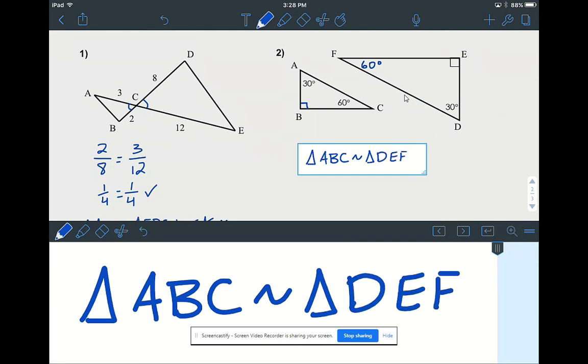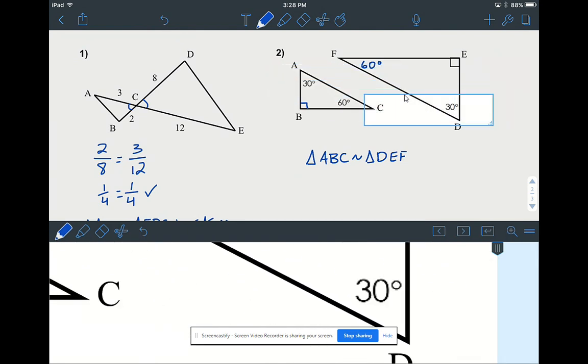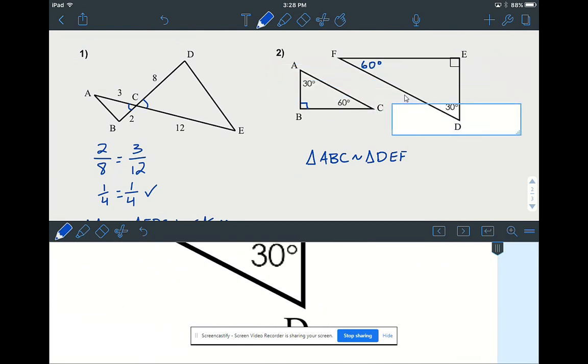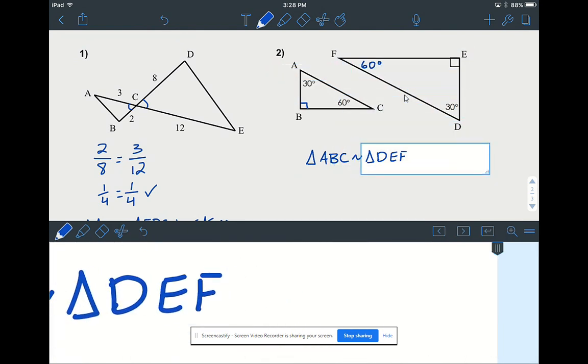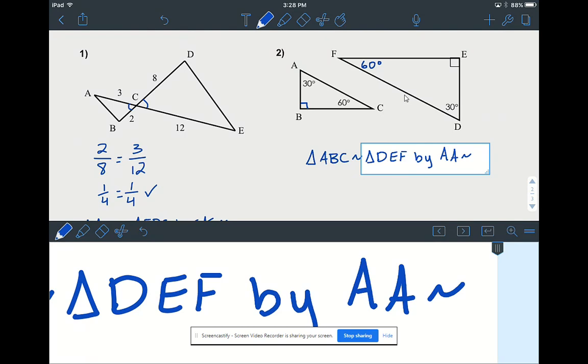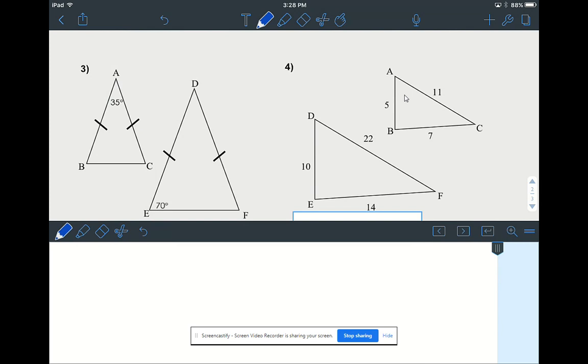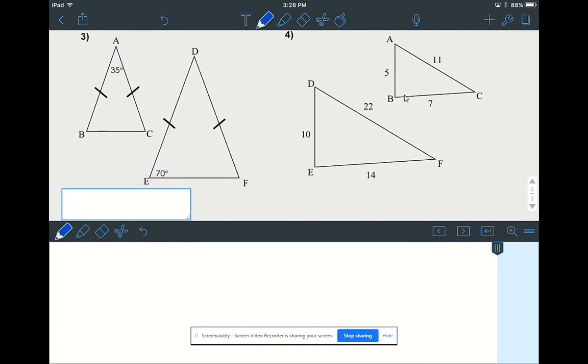Remember, you must go in order. So A was my 30 degrees, D was my 30 degrees, then I went to 90, then 60. And then we have to write which postulate. So by angle-angle similarity. Easy enough. Number 3, this one looks a little different.